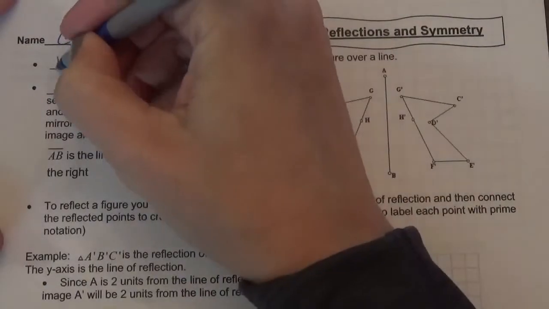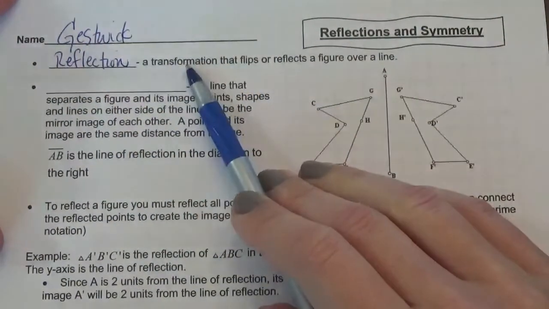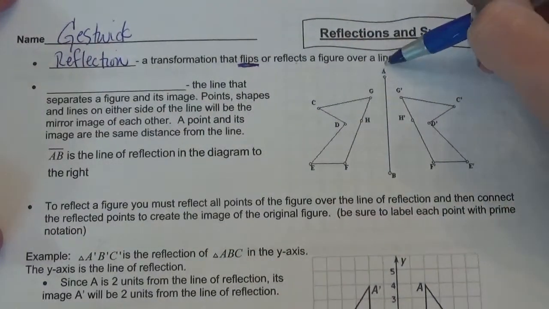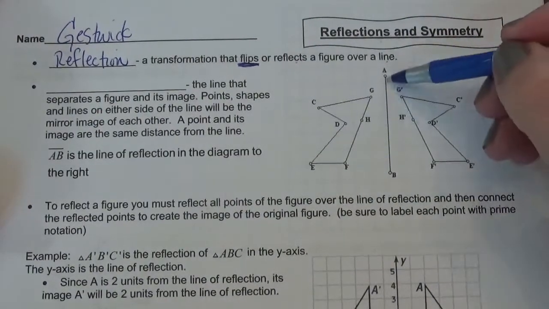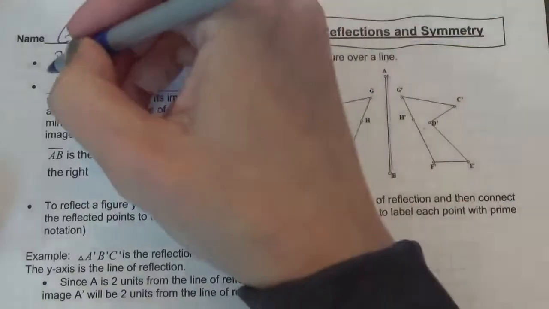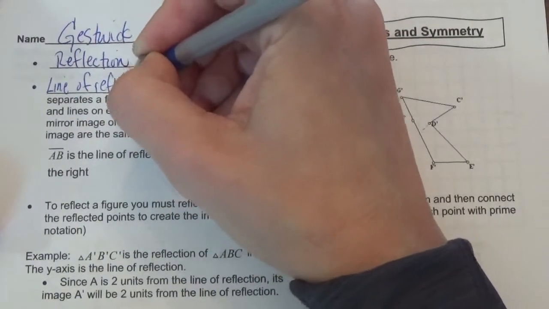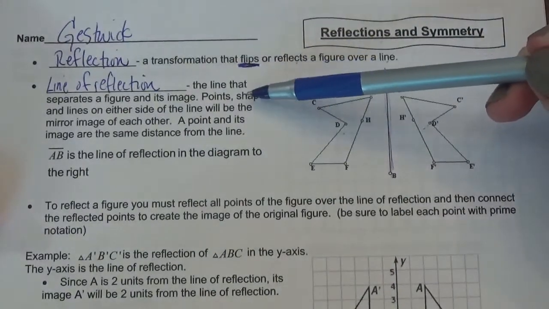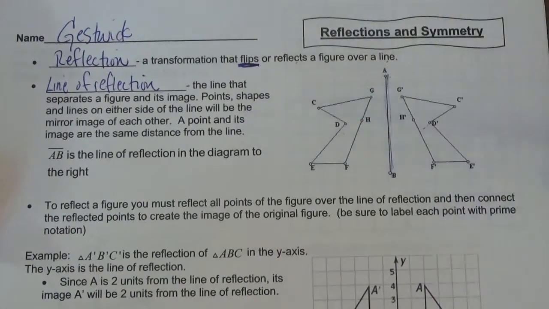All right, so obviously the first line is a giveaway. Reflection is a transformation that flips, that's the key word, or reflects a figure over a line. Just like when you're looking in the mirror, guys, your reflection is flipped. So if you're looking at these two figures, this line here is called the line of reflection, very original. It's the line that separates a figure and its image. Points, shapes, and lines on either side of the line will be the mirror image of the other.